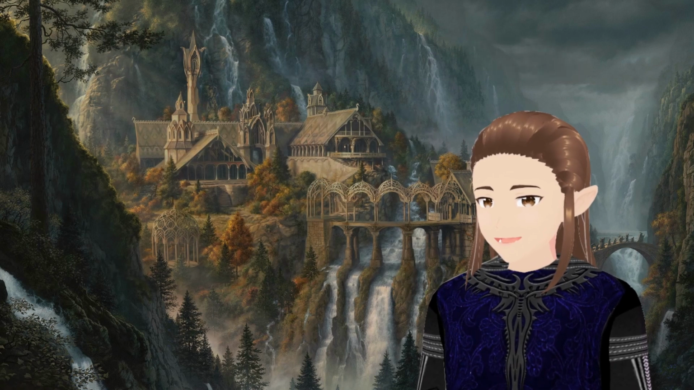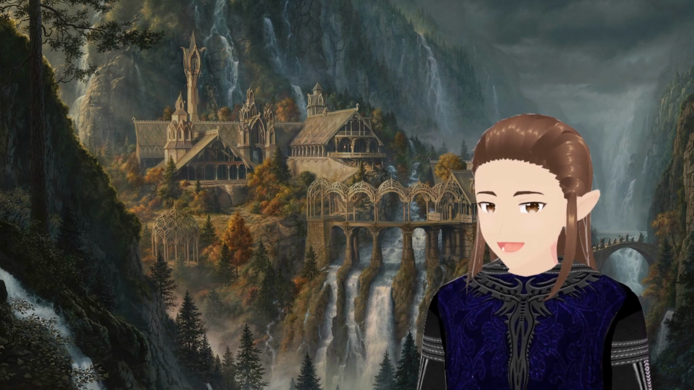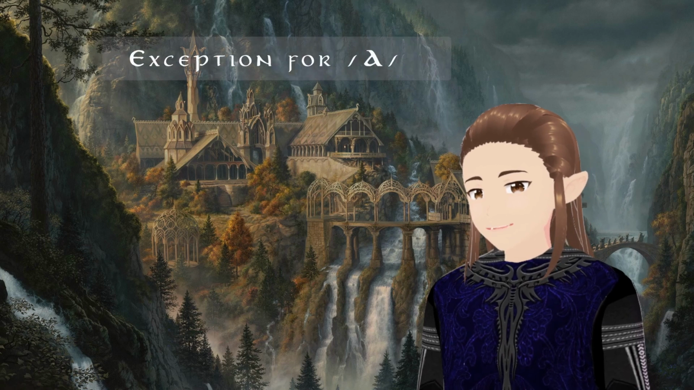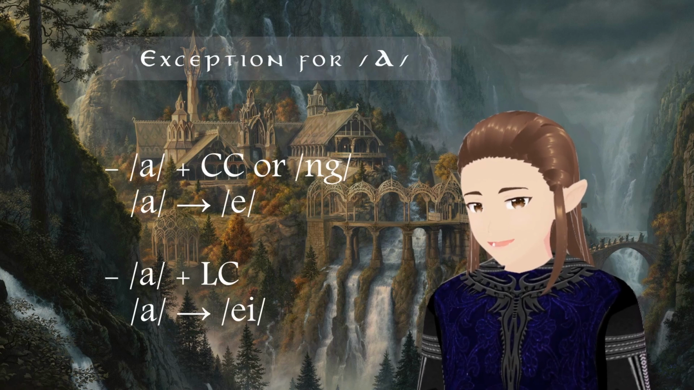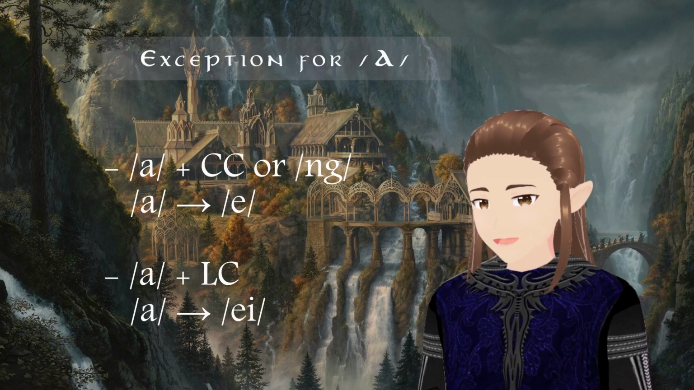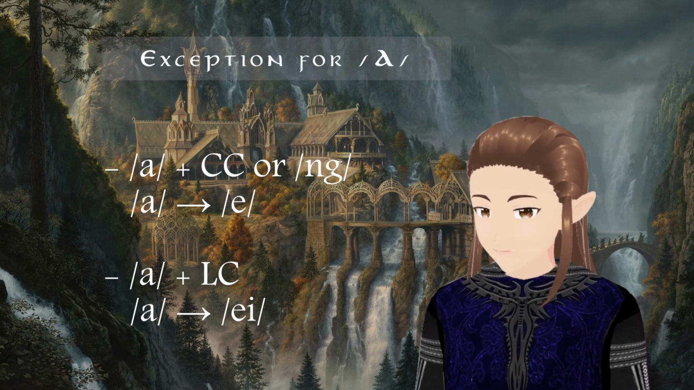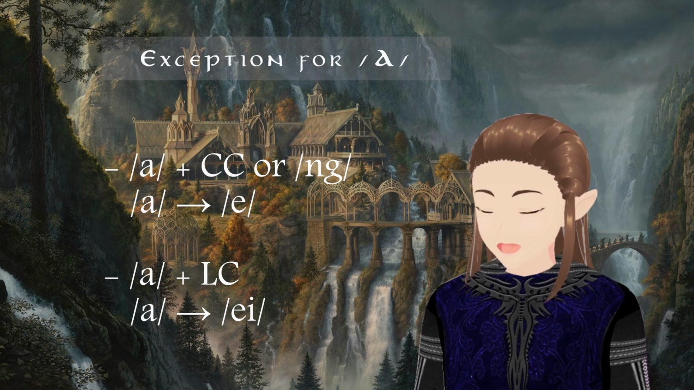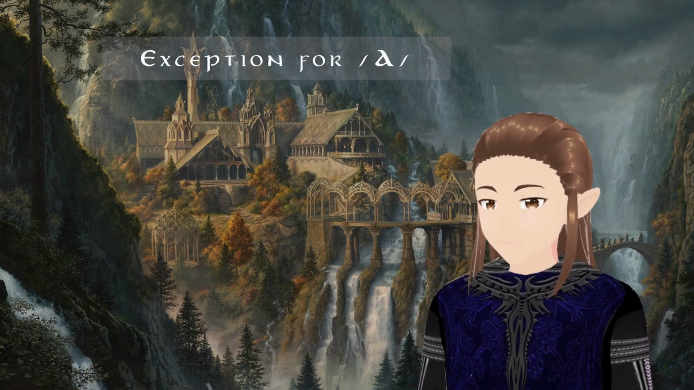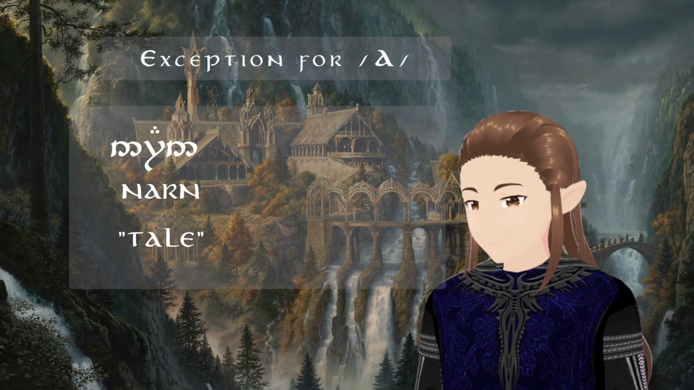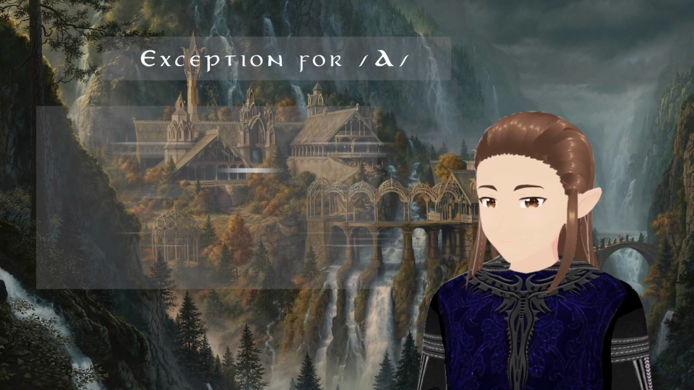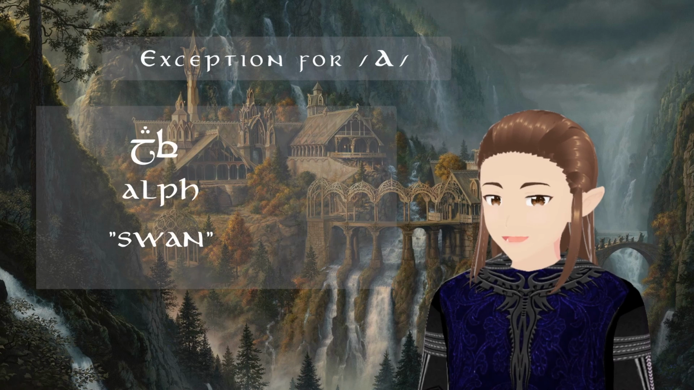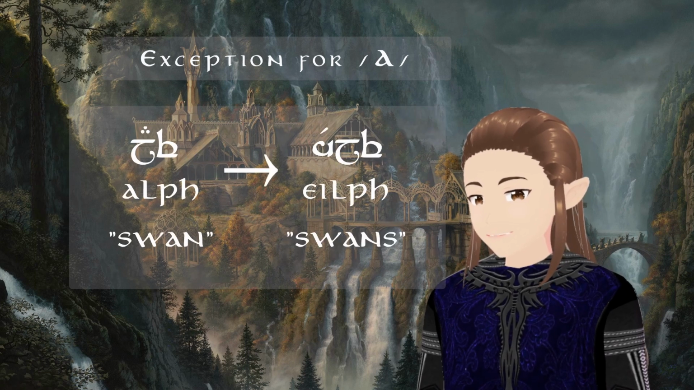Next we move on to the exceptions. And believe me when I say, there are a lot of exceptions. The first exception involves the vowel a. Namely, a becomes e when followed by a consonant cluster. The only exception is a cluster starting with L, where a becomes e. For example, narn becomes nern, fang becomes feng, alf becomes elf.